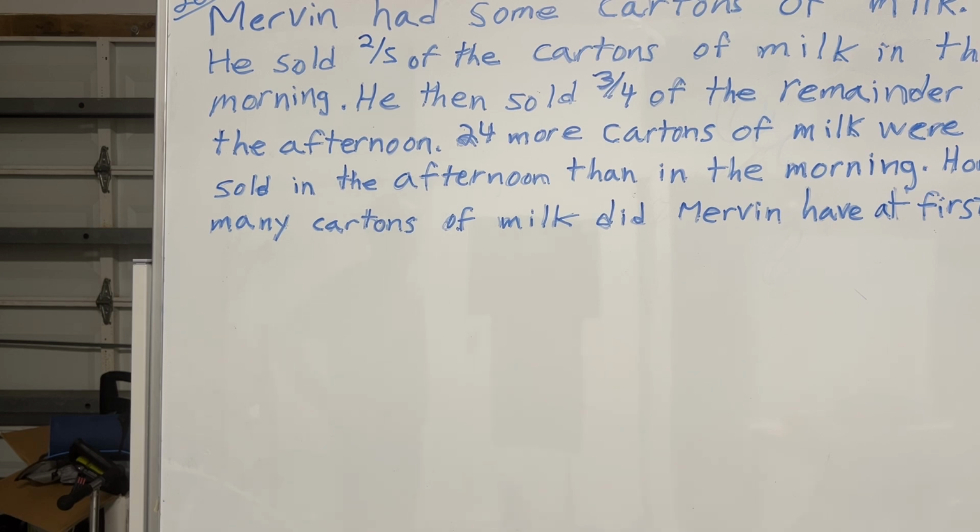So that's impossible. And the reason that doesn't work is that the 2/5 refers to 2/5 of the cartons that he started with, the total. The 3/4 is 3/4 of a completely different number. It's the remainder of what he had after he sold 2/5. So we have to find a way to get those fractions so that they're both representing fractions of the same number, which the most convenient and obvious way to do is to make them both fractions of the total number of cartons of milk he started with.